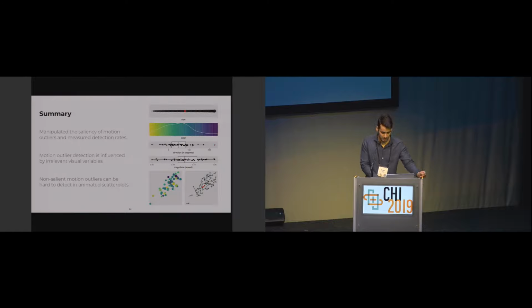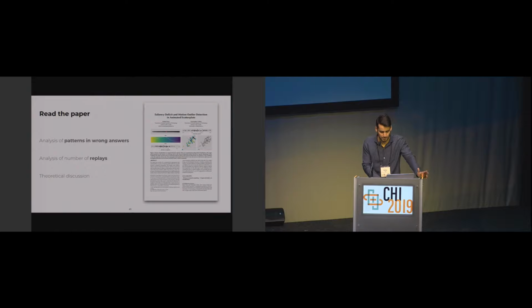So in summary, we manipulated the saliency of motion outliers and we measured detection rates. And we find that motion outlier detection is influenced by features that are irrelevant to the task. And we conclude that non-salient motion outliers can be hard to detect in animated scatterplots. So we invite you to read the paper, and there you will find much more information. Besides all the technicalities, there's an analysis of the patterns in wrong selections, analysis for the number of replays, and much more theoretical discussion.